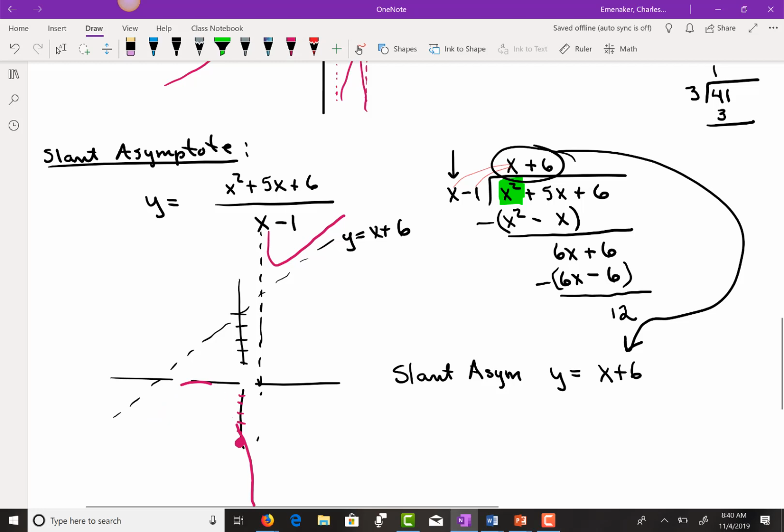See, roots means it's where the function is 0. In this case, the function is 0 when the numerator is 0. And the numerator is 0. Well, gosh, look at that. That thing factors into x plus 3 times x plus 2, doesn't it? You see that? So you have roots at -2 and at -3.